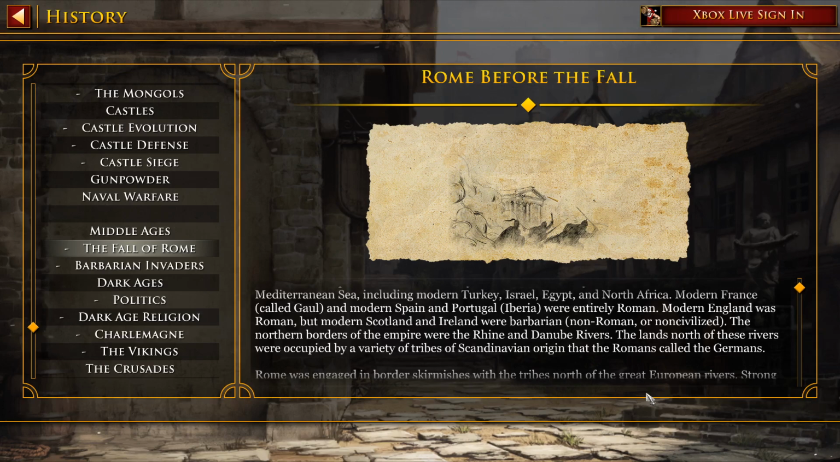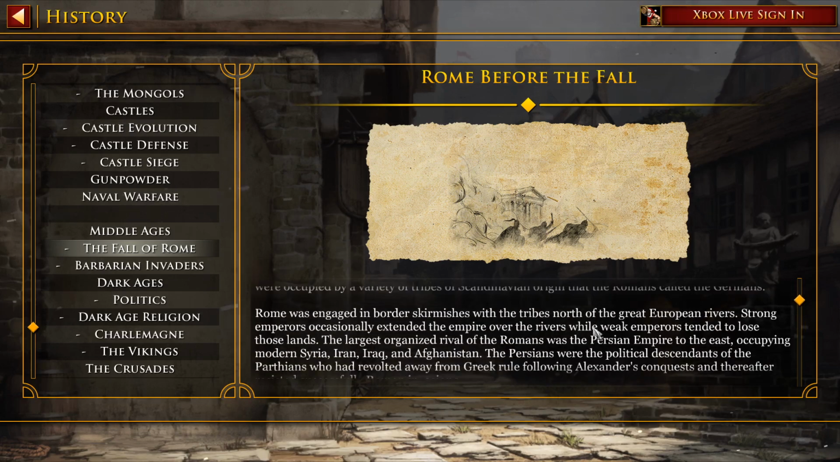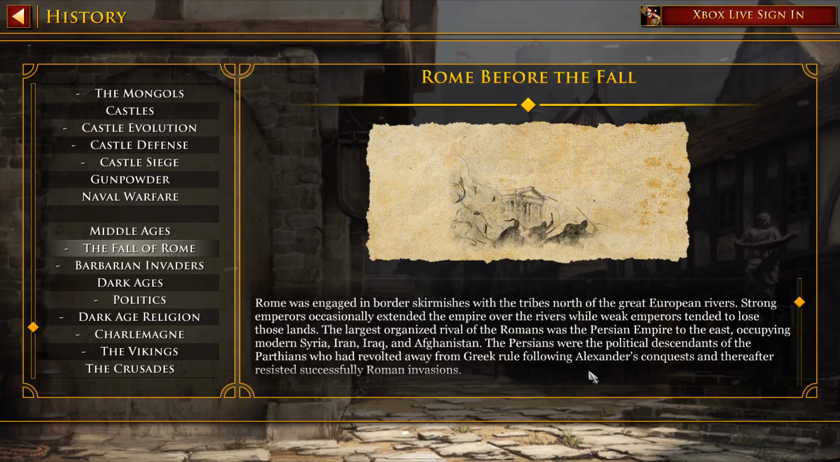The lands north of these rivers were occupied by a variety of tribes of Scandinavian origin that the Romans called Germans. Rome was engaged in border skirmishes with the tribes north of the great European rivers. Strong emperors occasionally extended the empire over the rivers, while weak emperors tended to lose those lands.